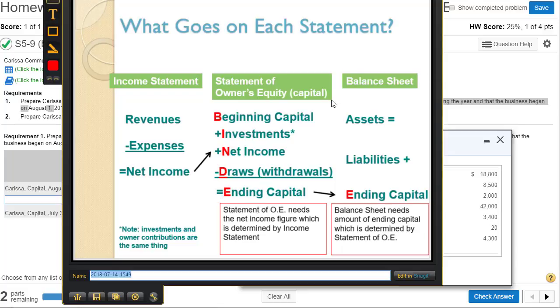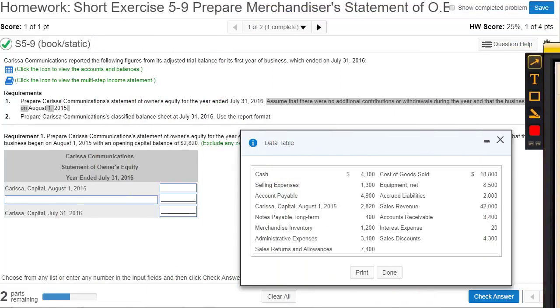And then we do our balance sheet, and that's based on the accounting equation formula, assets equals liabilities and owner's equity. In this case, the equity we need to use is the equity or capital at the end of the year, not the beginning of the period. So we're going to first do the statement of owner's equity. We need beginning capital plus investments plus net income minus draw equals ending capital.